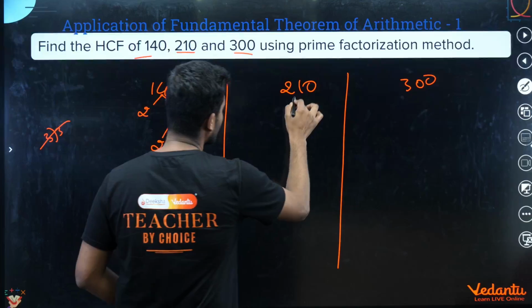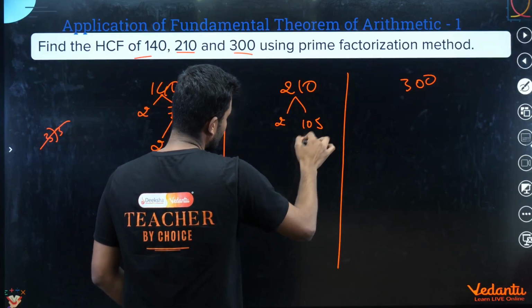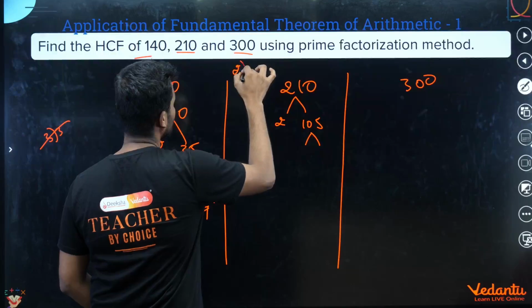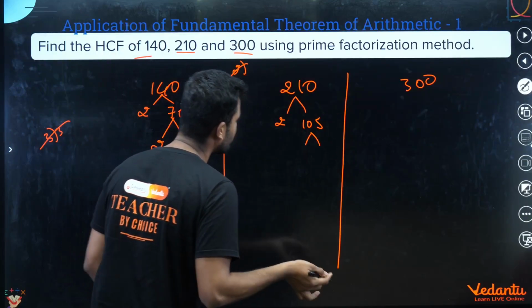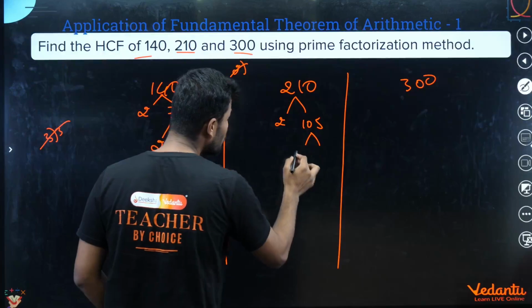In the case of 210, 2 into 105. It is divided by 2. No, 5 is there in the last digit, so it is not divided by 2. Then move to the 3.